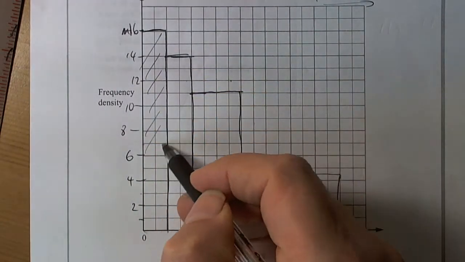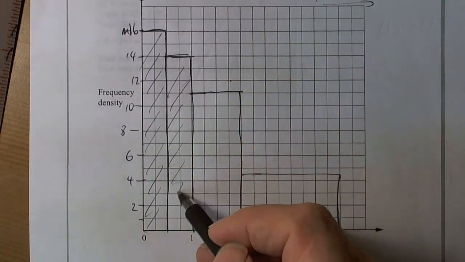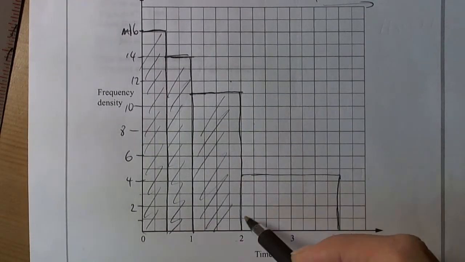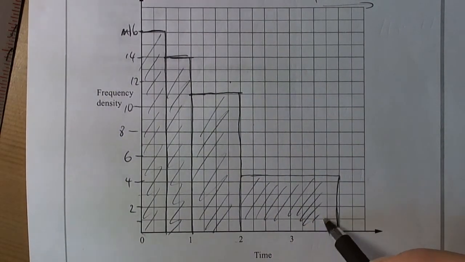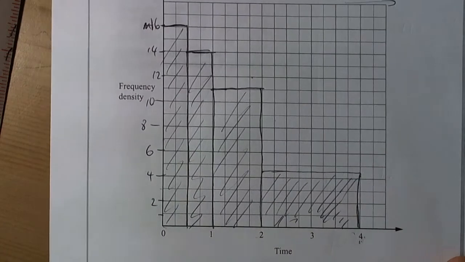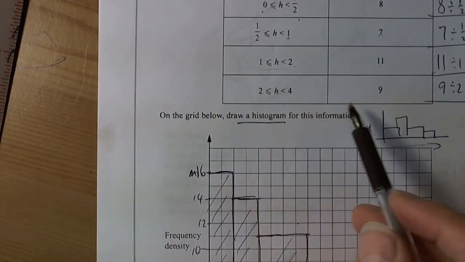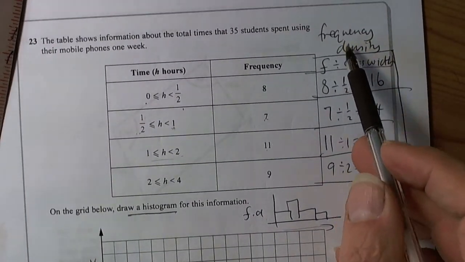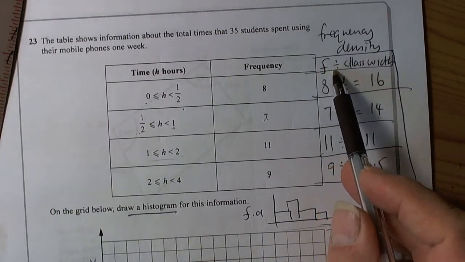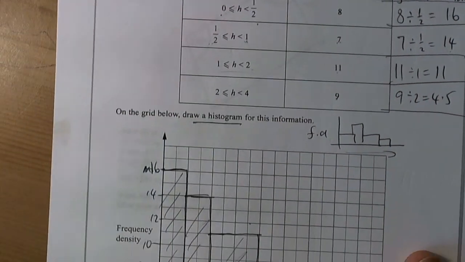I always advise you, with the papers being photocopied nowadays onto a computer for marking, then just do a little bit of shading to show what you want as your answer. So the key thing is histograms, frequency density, calculate the frequency density by using the frequency divided by the class width, and then you can draw the histogram.